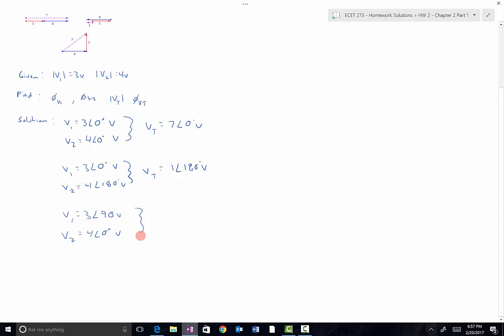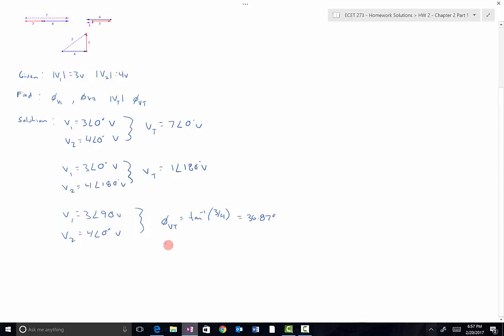and we need to determine what the angle of this triangle is. So we can determine phi for V total. That's going to be equal to the inverse tangent of 3/4. Remember, tangent is opposite over adjacent, so the inverse tangent is going to give us the angle formed by the hypotenuse and the base there. And so if you plug that in your calculator, you find out that that's 36.87 degrees.